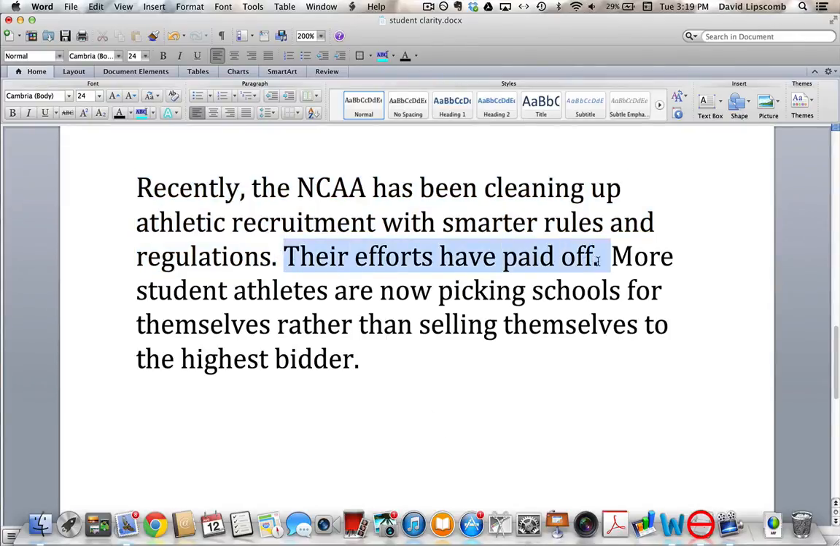Sentence 2 hits hard with a simple subject-verb combo. Their efforts have paid off. Bam! Then sentence 3 makes student athletes the actors, who are now picking schools for themselves instead of selling themselves. Nicely done. Okay, now it's your turn.